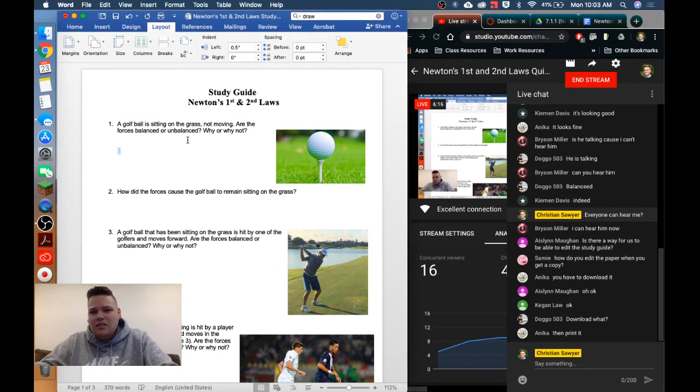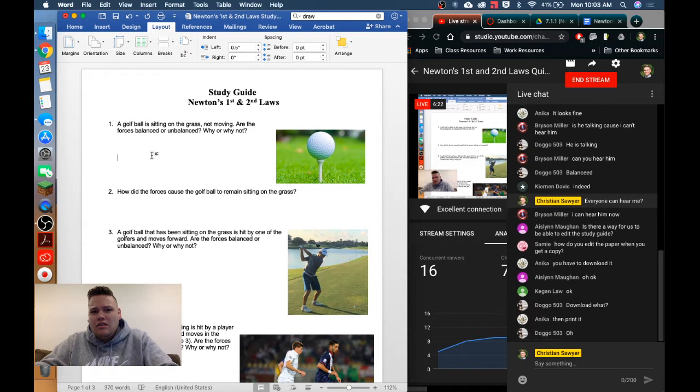Okay, going back to this right here. Golf ball sitting on the grass, not moving. Are the forces balanced or unbalanced? Why or why not? Okay, Doggo 503 said balanced. Why is it balanced? How do you know that the forces are balanced here?